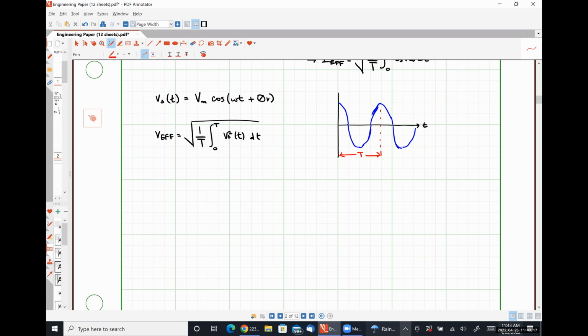Anyway, this period T, the amount of time it takes for exactly one cycle of our waveform to occur, is related to the linear frequency of the circuit as capital T is equal to 1 over f, where f is the linear frequency. So linear frequency says effectively the number of cycles that occur per second, and T is the number of seconds that it takes for one cycle to occur. That's what this relationship is.